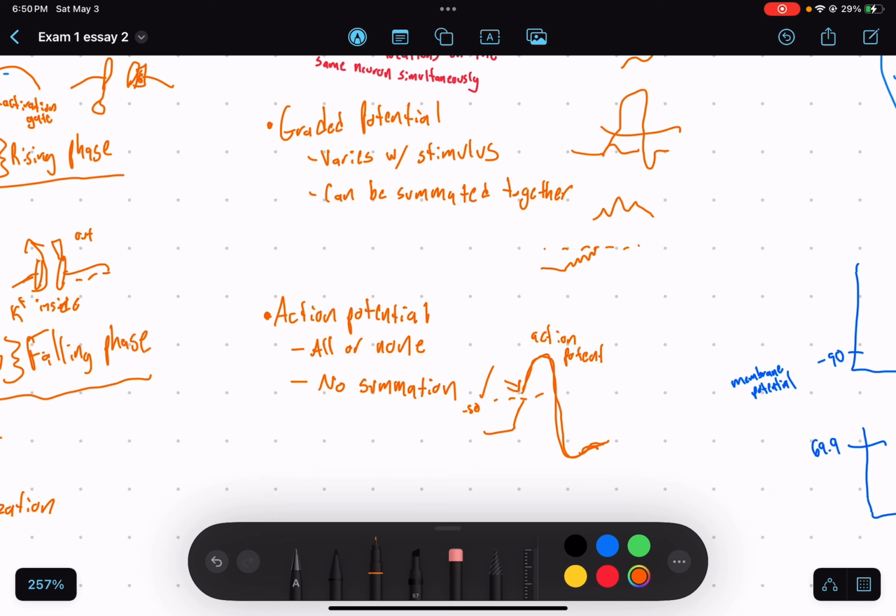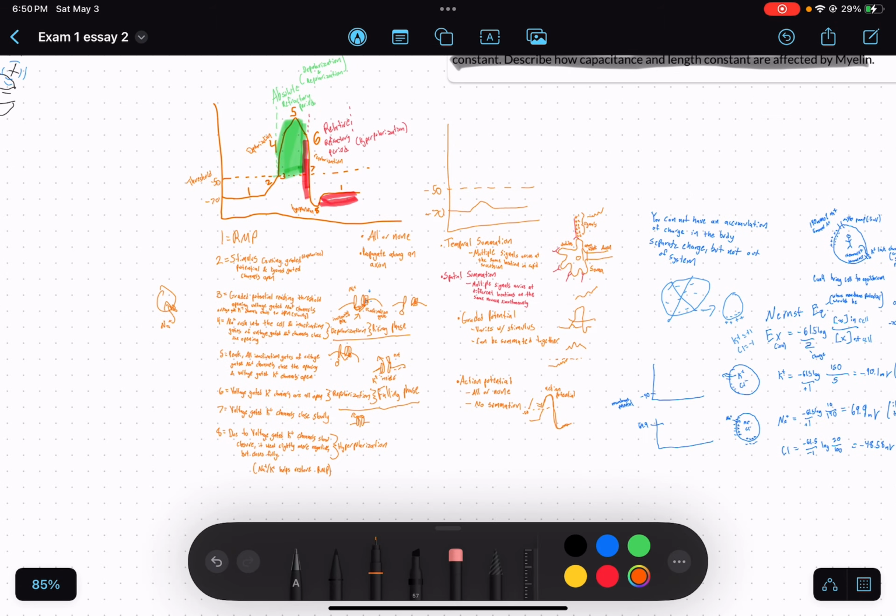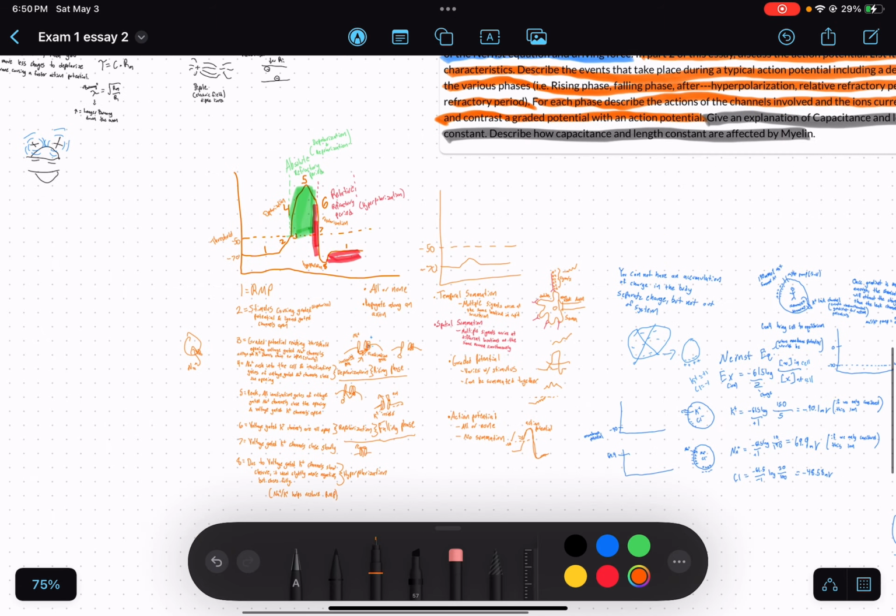If you don't reach that threshold, you will not have an action potential, period. There's nothing you can do to start that without reaching that threshold.